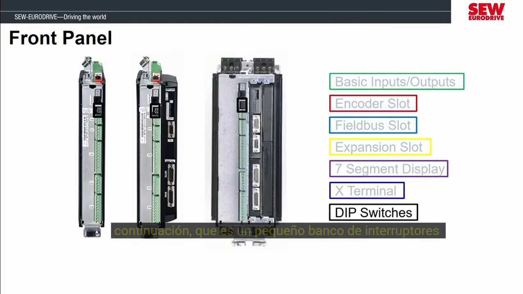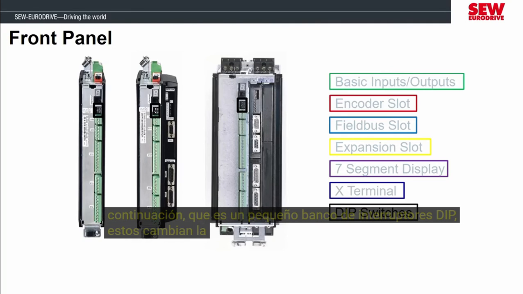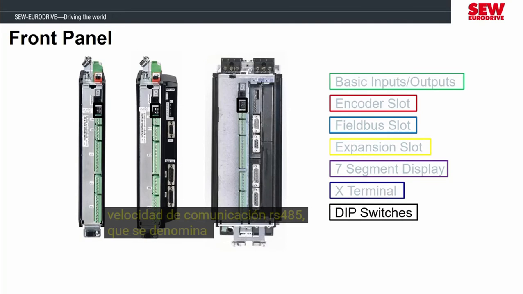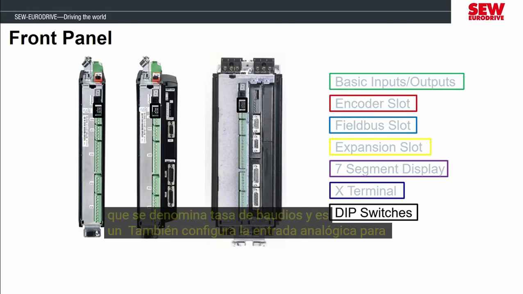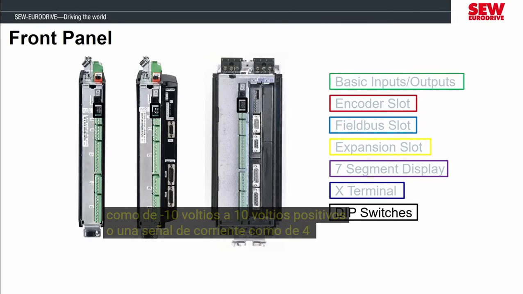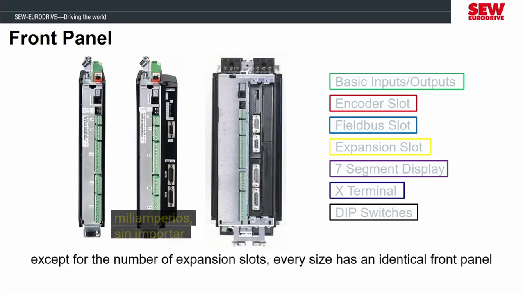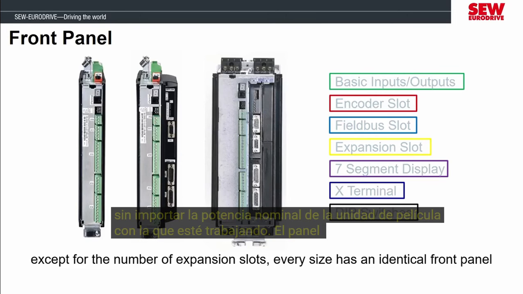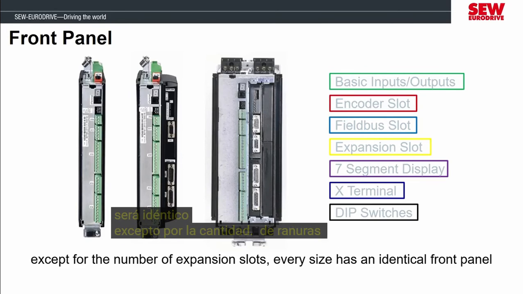Below that is a small bank of dip switches. These change the RS-485 communication speed, which is called a baud rate, and it also configures the analog input to be a voltage signal, such as -10 volts to positive 10 volts, or a current signal, such as 4 to 20 milliamps. No matter what power rating MOVIDRIVE you're working with, the front panel will be identical except the amount of expansion slots.